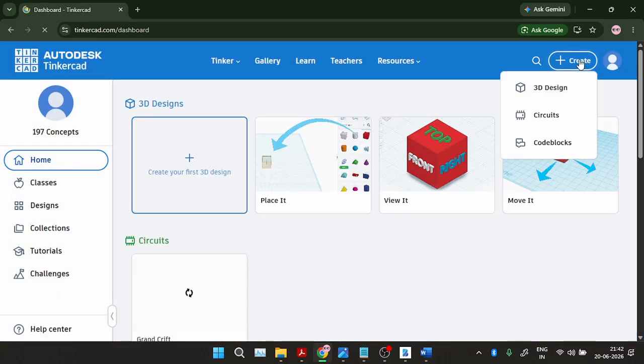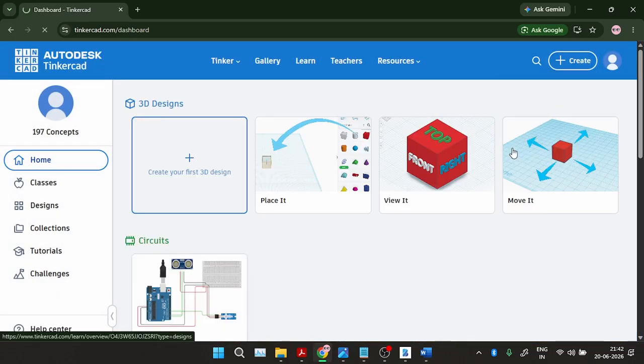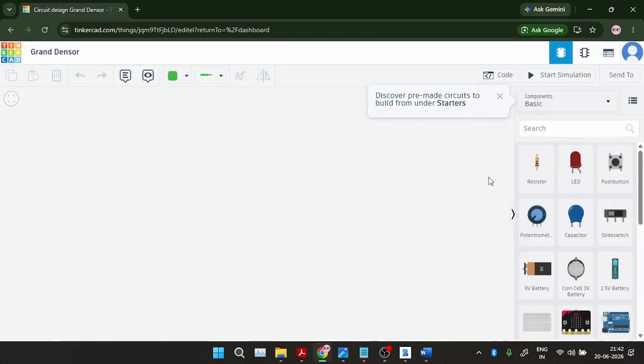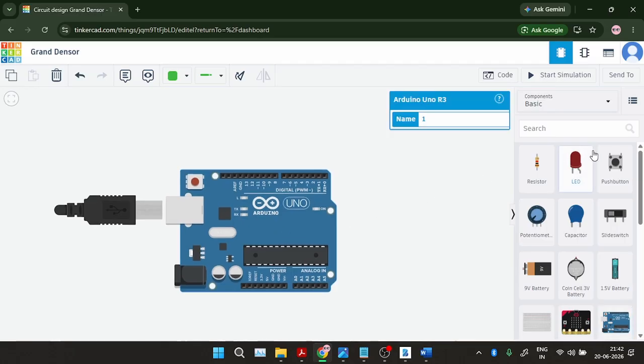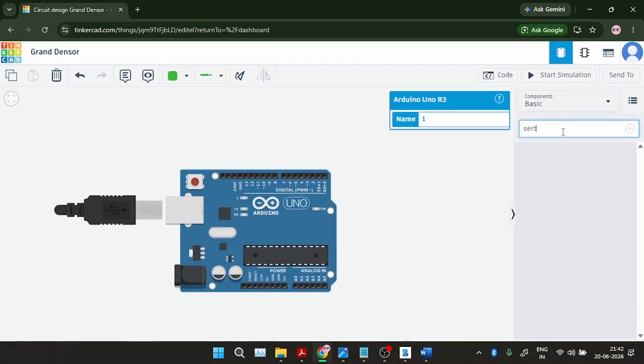What I'm going to do is create a circuit. It is easy to log in. You just need your personal Google account or any other account, not Facebook or Instagram kind of accounts. That will be asked when you are signing in. Now here, first of all, I need an Arduino board, which will be placed here. Then I need an ultrasonic sensor, better to search here, and a servo motor.